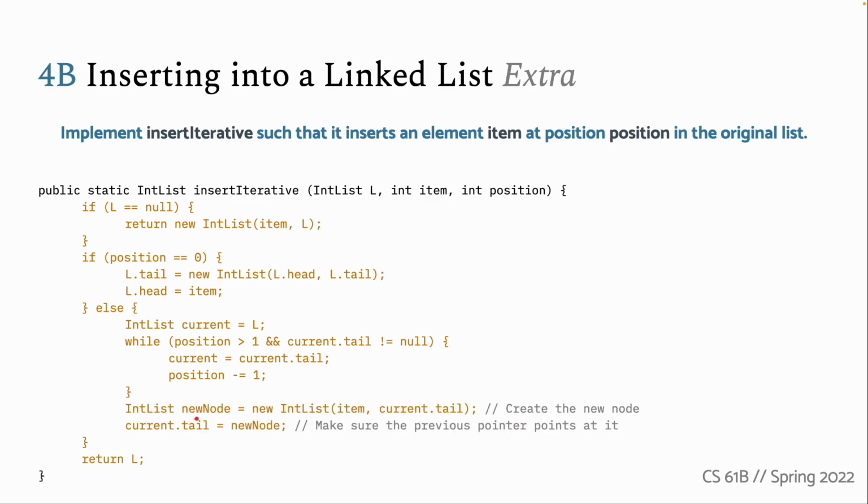And then now we can create our new node and do the exact same thing we do up here, just down here, setting current.tail to be equal to our new node. Yeah, and this is the iterative way to do that.